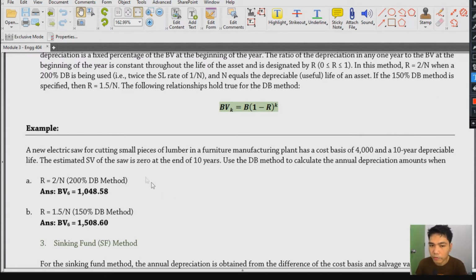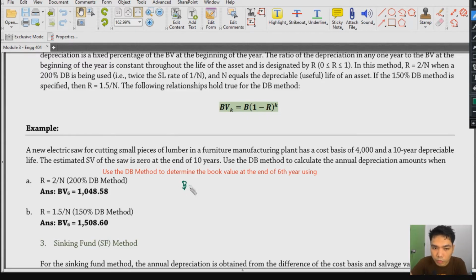Now there is something wrong with this problem kasi hindi na specify dito what is that certain end of the period. So I'll be revising the last sentence. So use the declining balance method to determine the book value at the end of 6th year using this A and B. So this is supposed to be the question in that case, and let's try solving for the book value at the end of the 6th year.